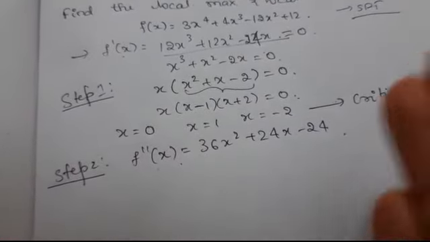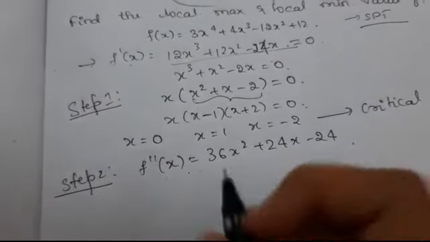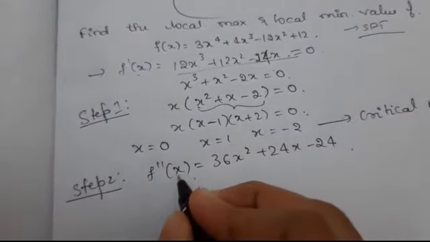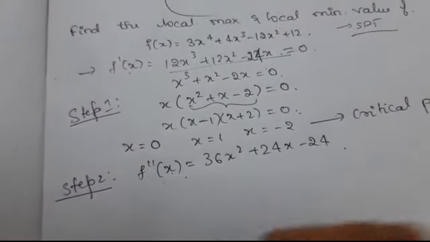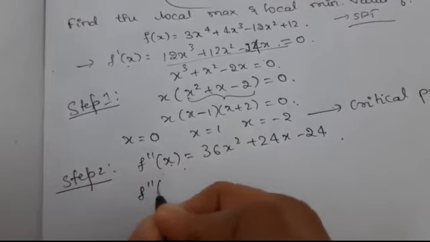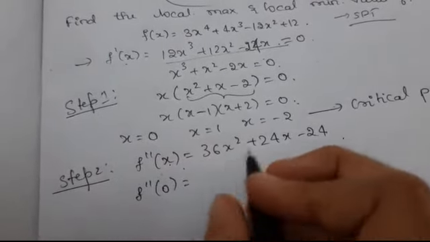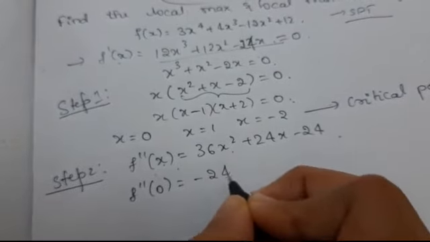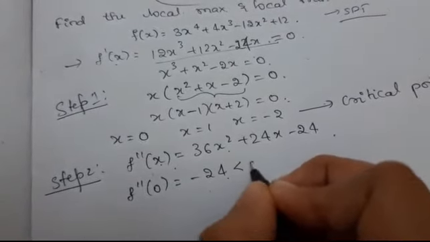After double differentiating the given function, in the second derivative test, our next step is to input the values of the critical points and check the sign of f double dash of x. When I input x equals 0, the first term is 0, the second term is 0, and we get minus 24, which is less than 0.